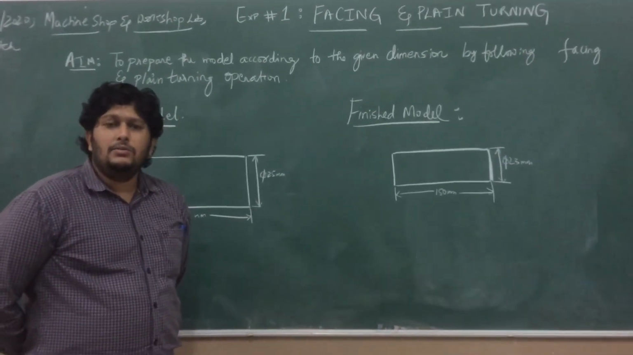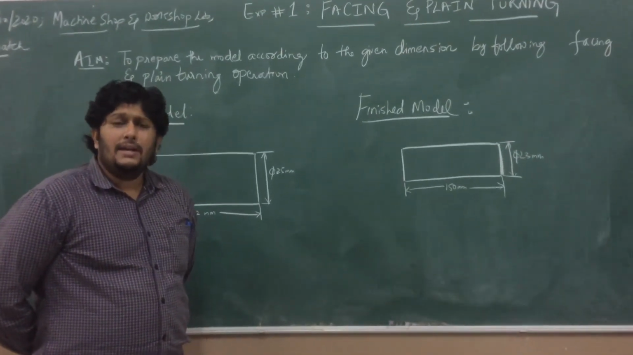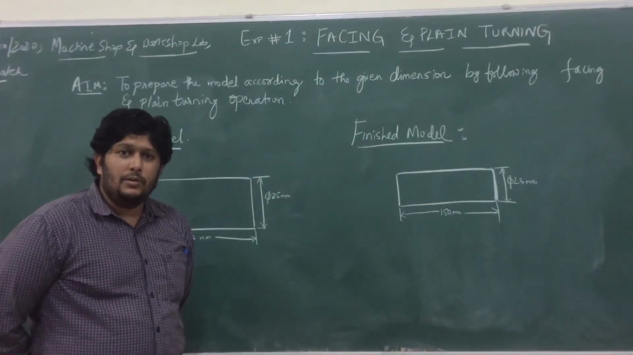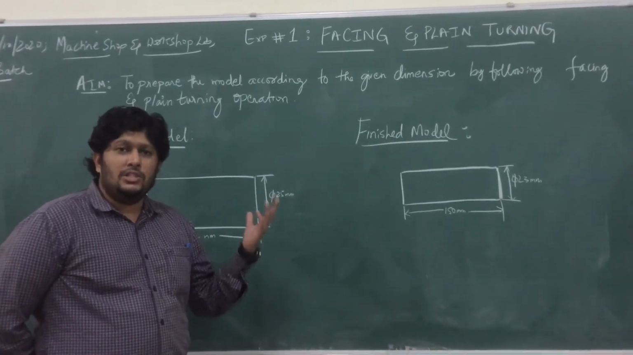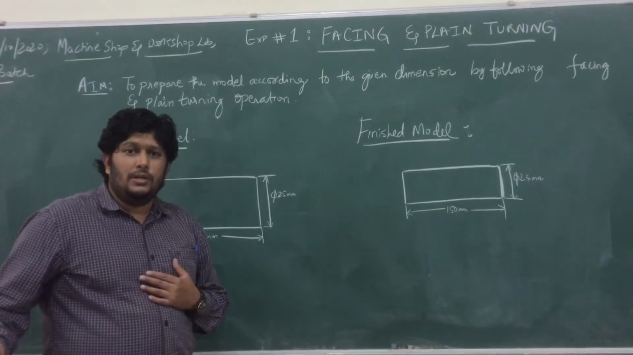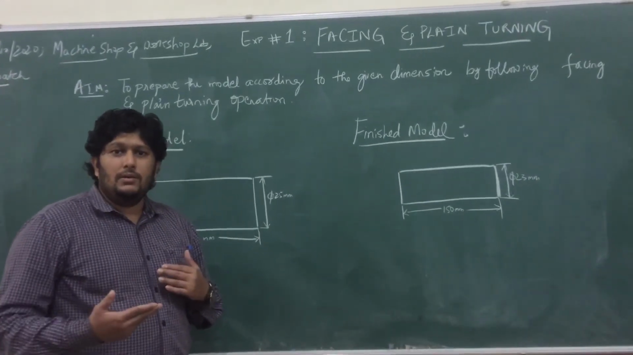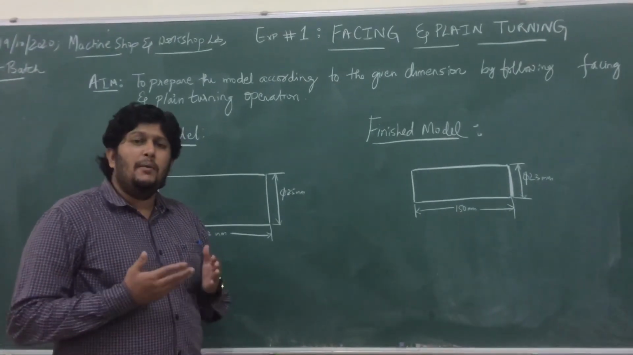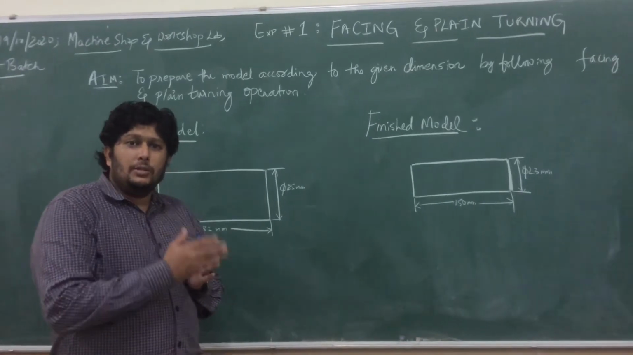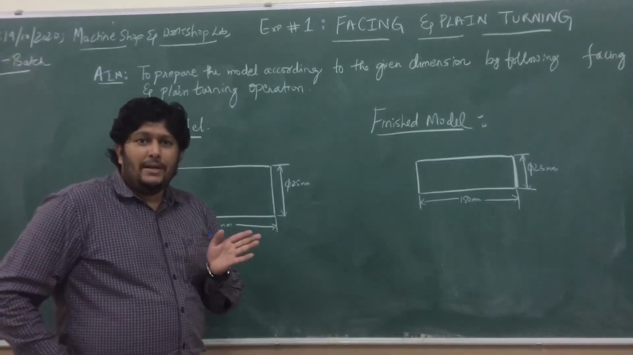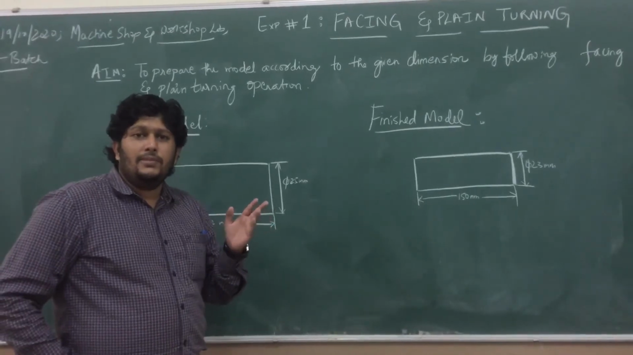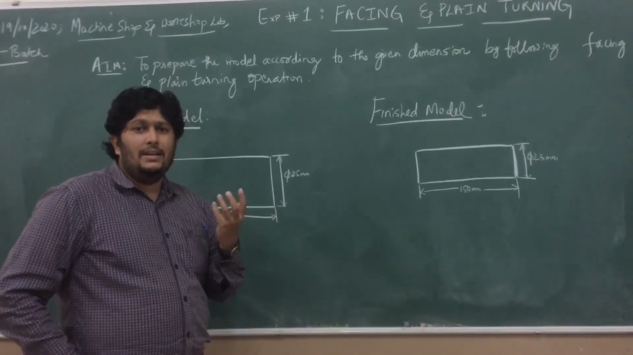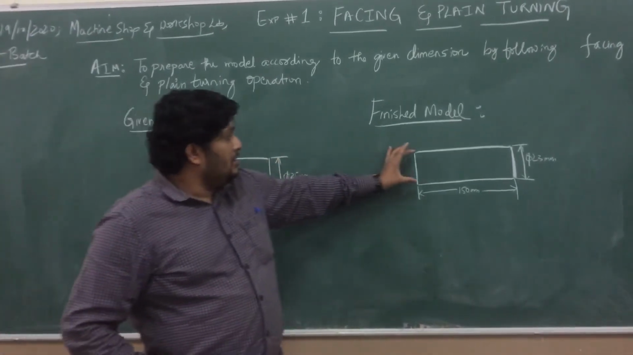Here we can use a turning operation. In turning, we use a single point cutting tool. We fix the cutting tool on the lathe and we fix the specimen on the chuck of the lathe, which we'll show you shortly. Once you turn the machine on, the specimen will rotate at high speed, and once we bring the single point cutting tool perpendicular to the axis of the specimen, we perform what is called a turning operation. The cutting tool removes material, and from 25 mm we can reduce it to 23 mm.